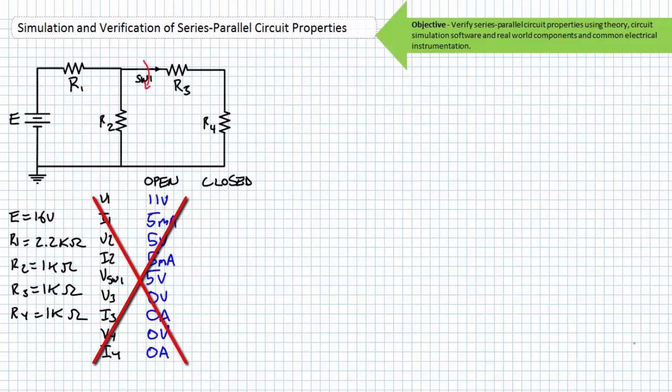Absolutely none of the assumptions or steps we made in our previous analysis are valid and must be tossed out with the trash. The closure of switch 1 makes this an entirely different series parallel circuit. We'll assume switch 1 is an ideal closed switch. It presents no opposition to flowing current. Therefore, the voltage drop across its two terminals should be 0 volts in the closed state.